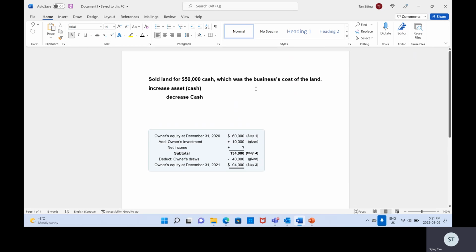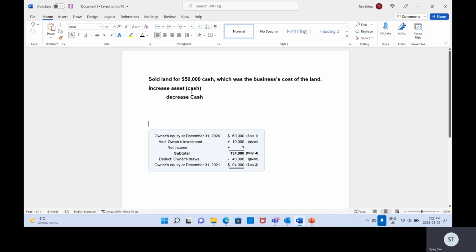The last one from chapter 1 is, I think, exercise 2 or 3. They want you to do a journal entry. Not a journal entry, but they want you to do the analysis before you put it into the form. This is the one people always get confused about. The company sold land for $50,000 cash, which was the business cost of the land. What does the journal entry look like?